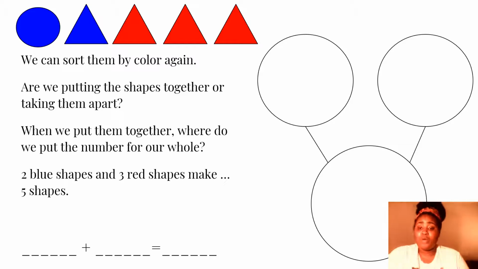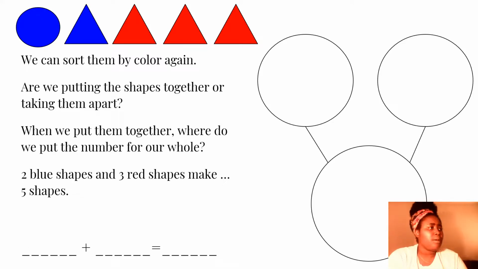Now we have another one where we're going to sort them by color again. These are the same shapes that we had last time, but this time it does not matter if they're different shapes because we're doing it by color. The color is the important part. So I see that we have blue and red. I remember from the last part that we had 5 shapes all together. I put it in my brain.